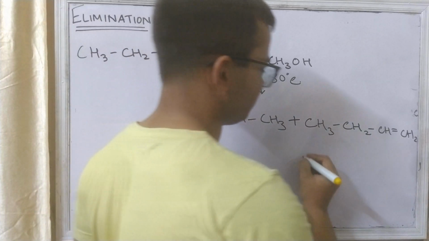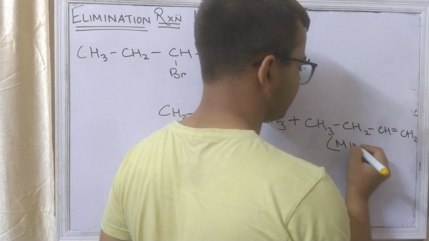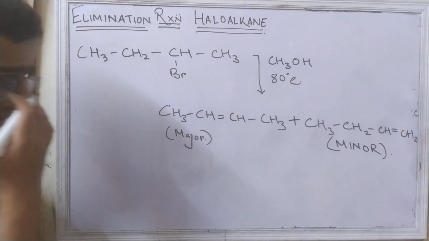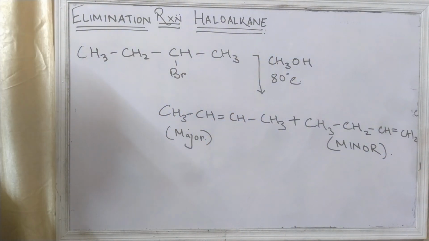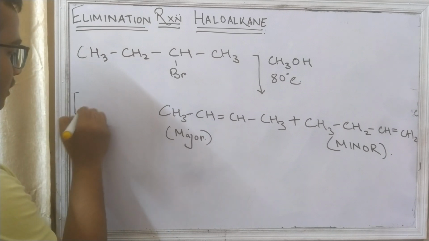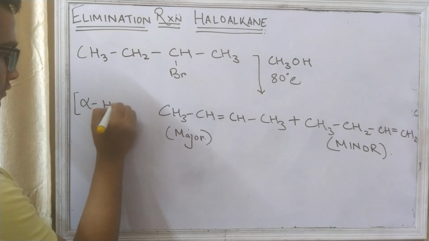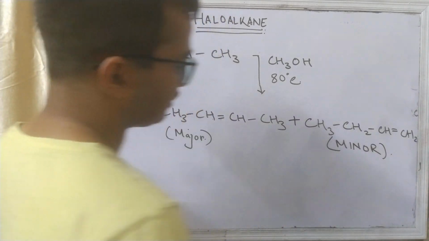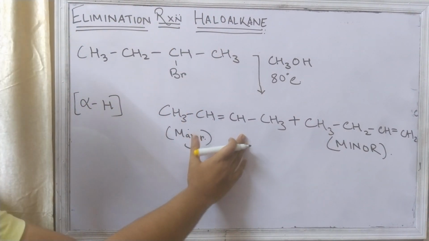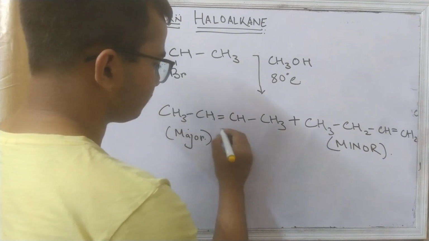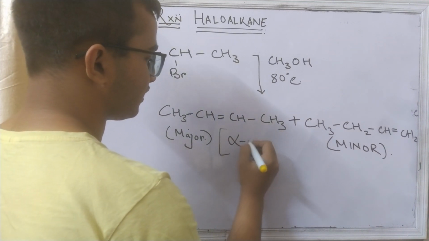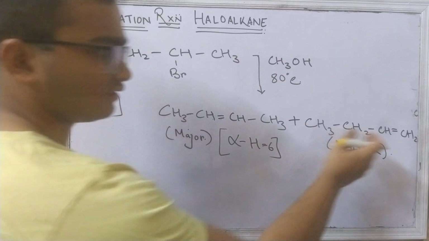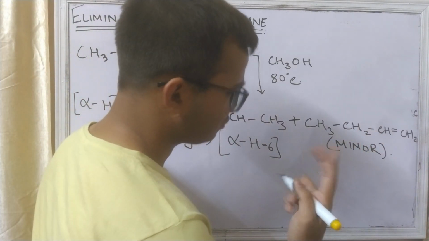Now why this is the major product, I am saying that, and this is the minor product. Obviously. Now why I call this the major product is because you have to count the number of alpha hydrogen. See, if you consider here, you have 6 alpha hydrogen, and in this case if you see here, you have only 2 alpha hydrogen.